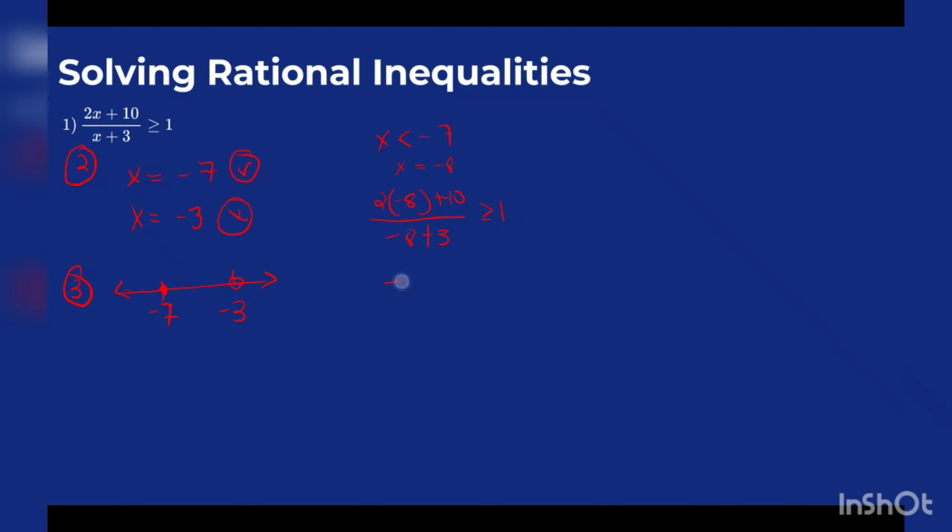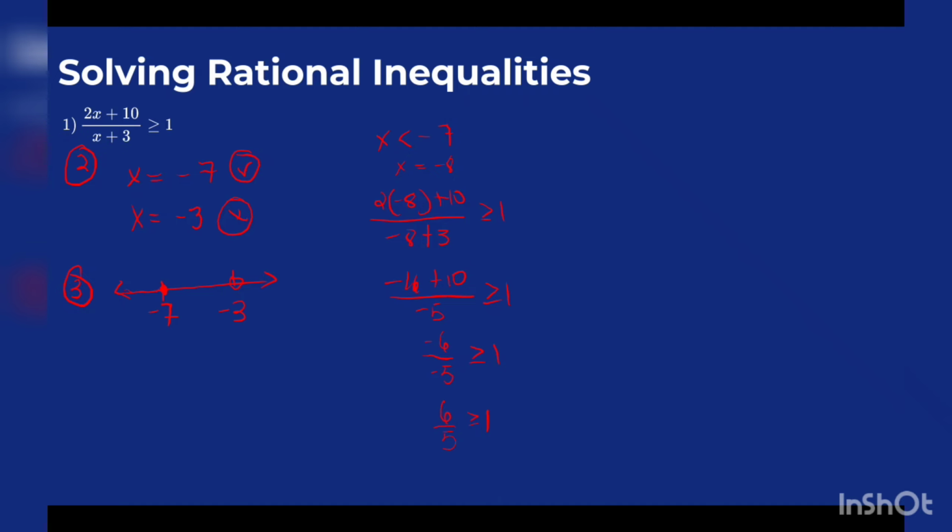So this will give us negative 16 plus 10 over negative 5, it's greater than or equal to 1. And negative 16 plus 10 is negative 6 over negative 5, it's greater than or equal to 1. And this will give us positive 6 over 5, greater than or equal to 1.